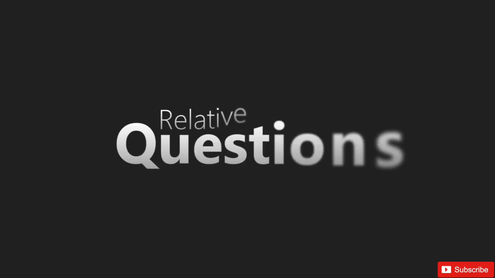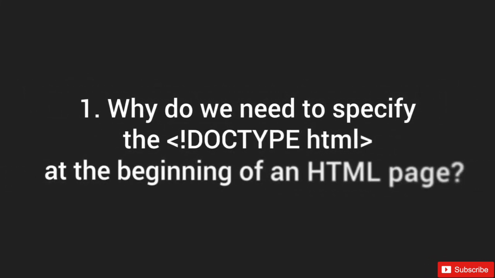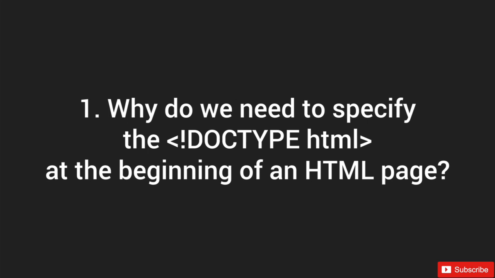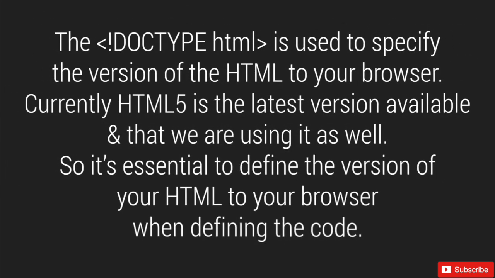Let's talk about relative questions. So the relative question is, why do we need to specify doctype HTML at the beginning of the page? As I have mentioned earlier, doctype HTML is used to specify the version of the HTML to your browser. Currently HTML5 is the latest version available and that is what we are using here. So it's essential to define the version of your HTML to your browser when defining the code.